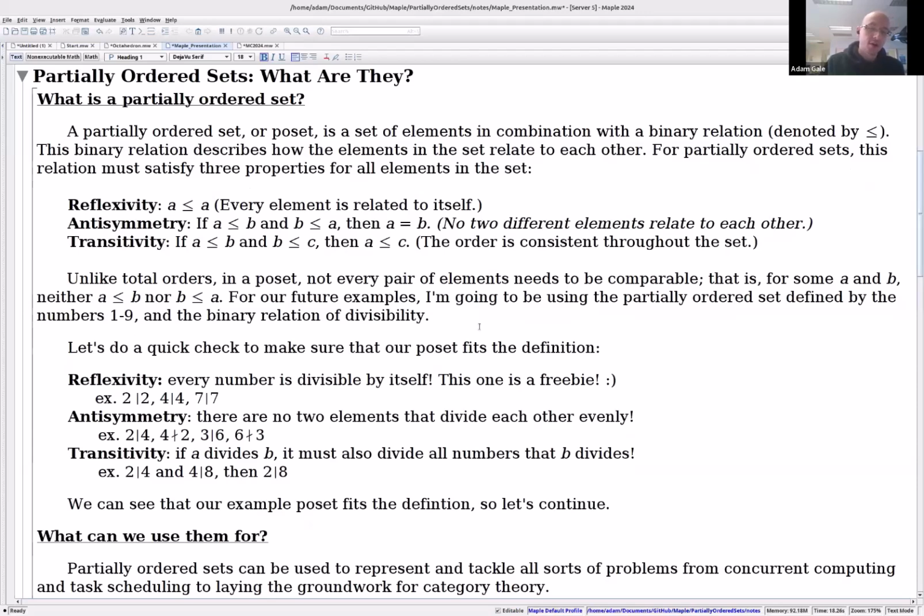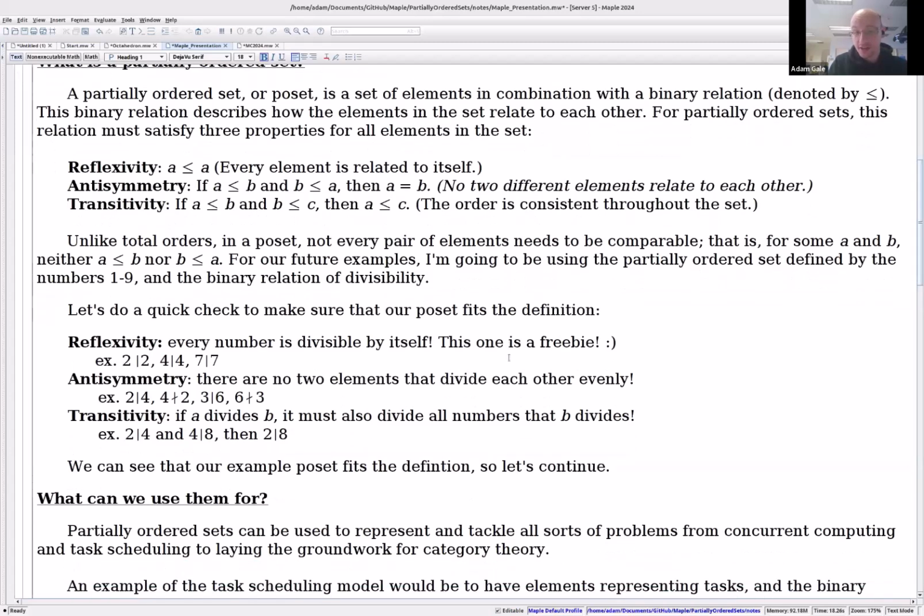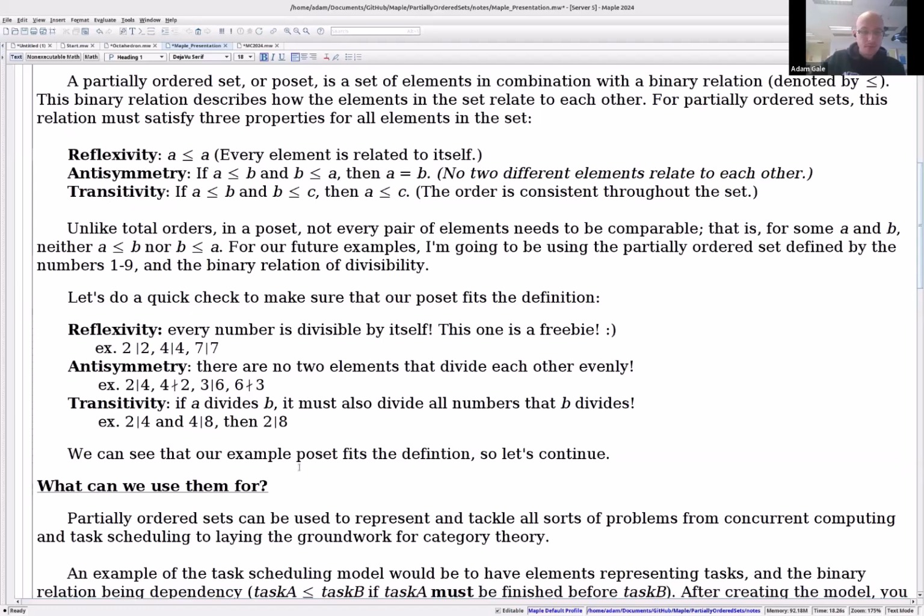So I want to do a quick check to make sure that our poset fits this definition. For reflexivity, every number is obviously divisible by itself. This one is a freebie. For antisymmetry, there are no 2 elements that divide each other evenly. If 2 divides 4, 4 doesn't divide 2. 3 divides 6, 6 doesn't divide 3, and so on. And for transitivity, if A divides B, it must also divide all numbers that B divides. If 2 divides 4 and 4 divides 8, then it follows that 2 also divides 8. We can see that our example poset fits the definition, so let's continue.